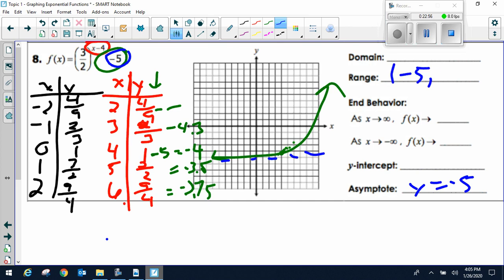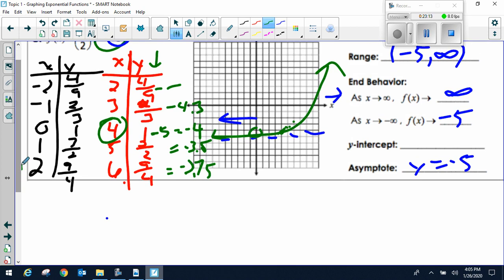So it's negative 5 to infinity. Again, I'm going this way, I'm going to infinity. As I go this way, I'm approaching that asymptote at negative 5. My y-intercept has changed. It's now at this value right here when x is 0. So you got to plug in 0 in there. So when x is 0, let's figure it out.